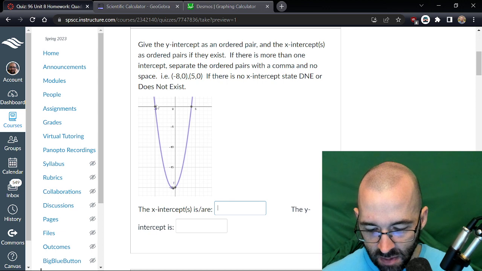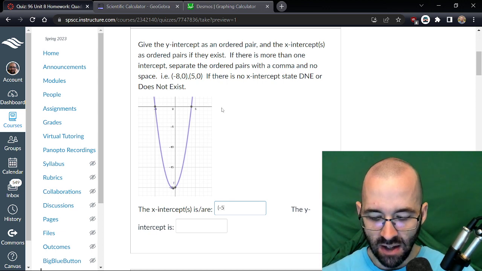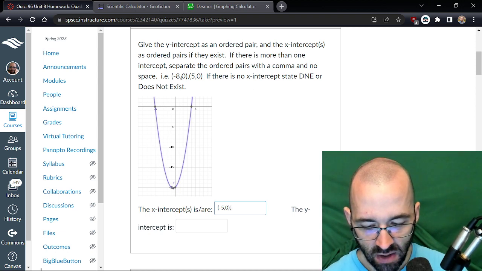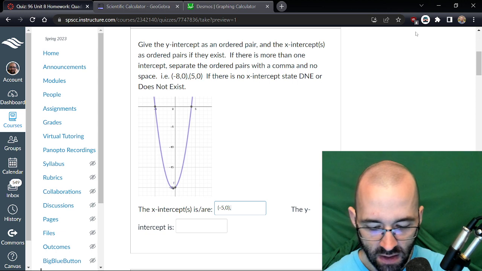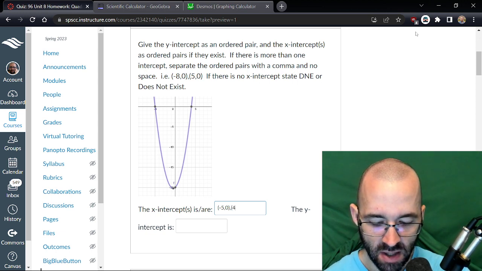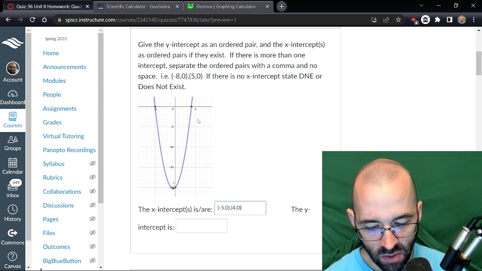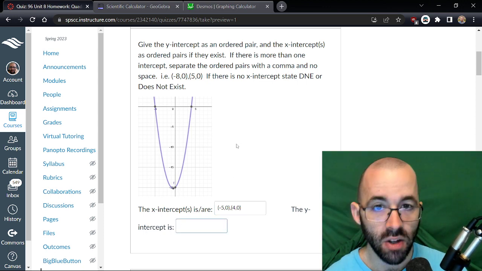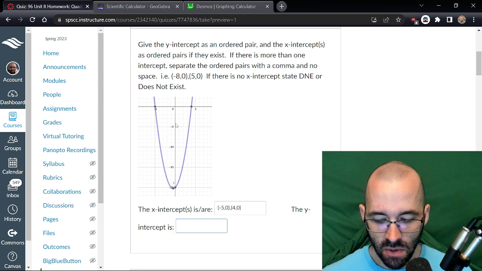So the first x-intercept is at -5. That's when x is -5, comma, y is 0. And if there's another one, it says, put your answer like this. The other one is going to be when x is +4 and 0, just like so. Okay, the y-intercept, that's going to be where it crosses the y-axis. So where it intersects this axis right here.